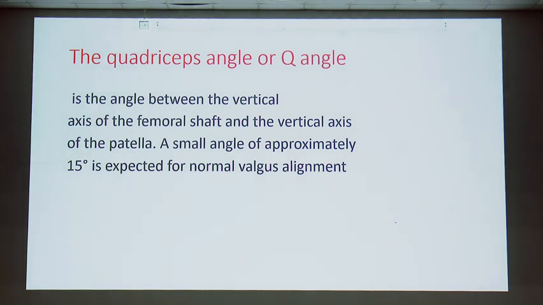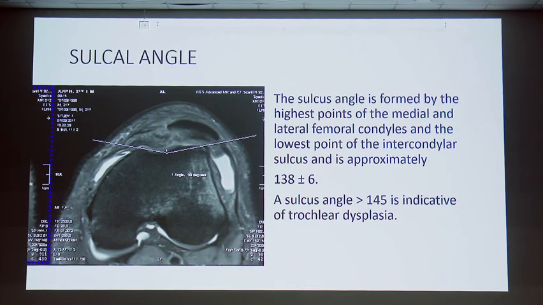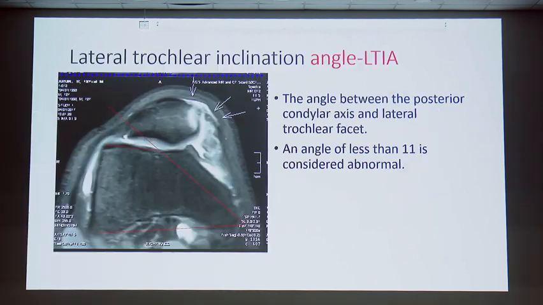The quadriceps angle or Q angle we can measure. It is the angle between the vertical axis of the femoral shaft and the vertical axis of the patella. A small angle of 15 degrees is expected in normal valgus alignment. I will demonstrate how simply we can do this. You can see the sulcal central portion. Usually the sulcal angle will be less than 140, 138 to 142. If it is more than 145, it is indicative of trochlear dysplasia.